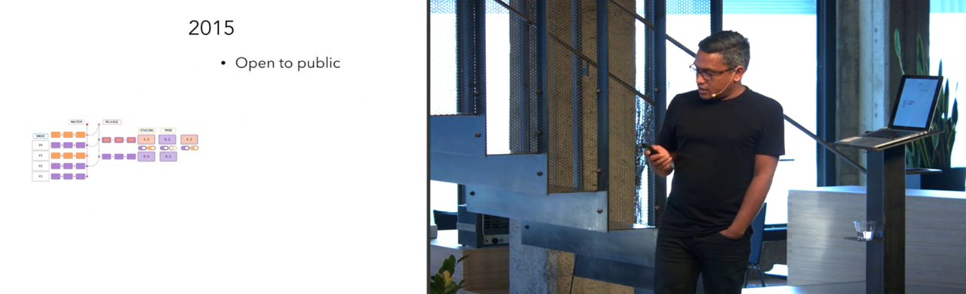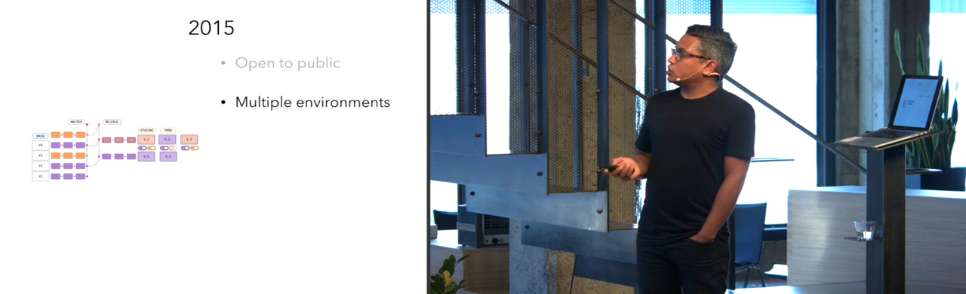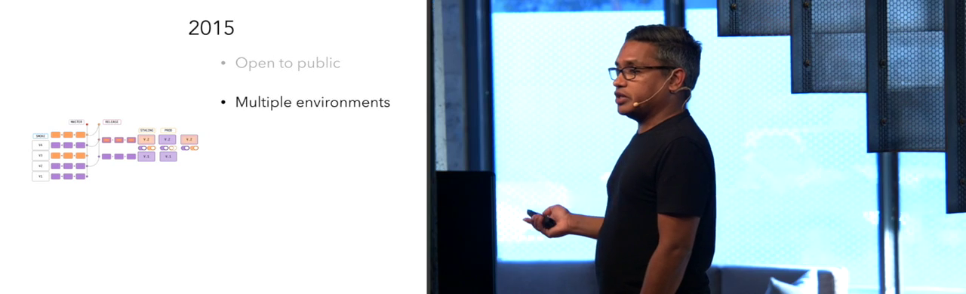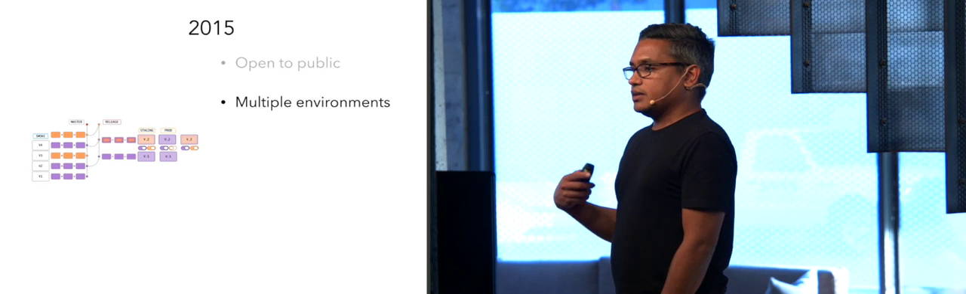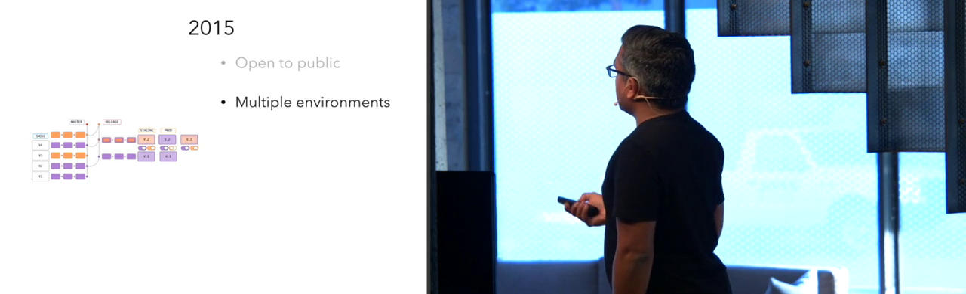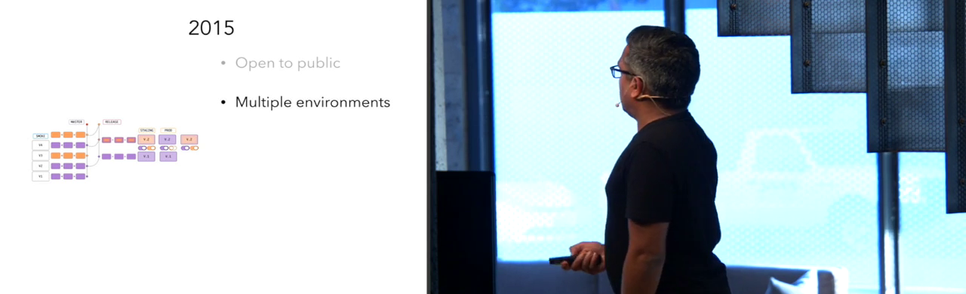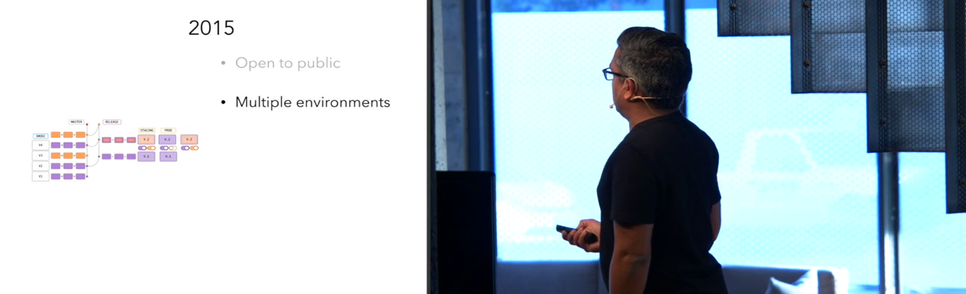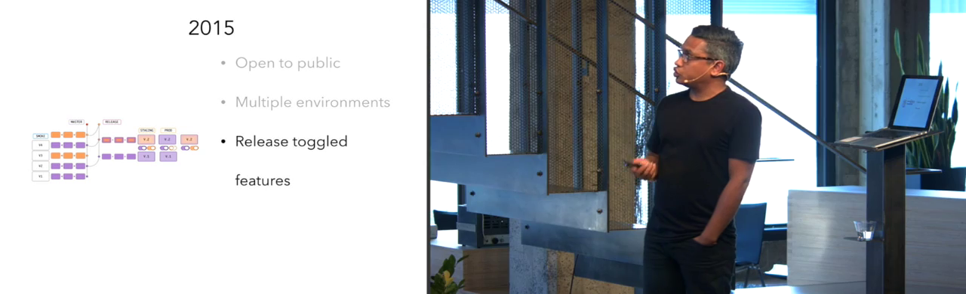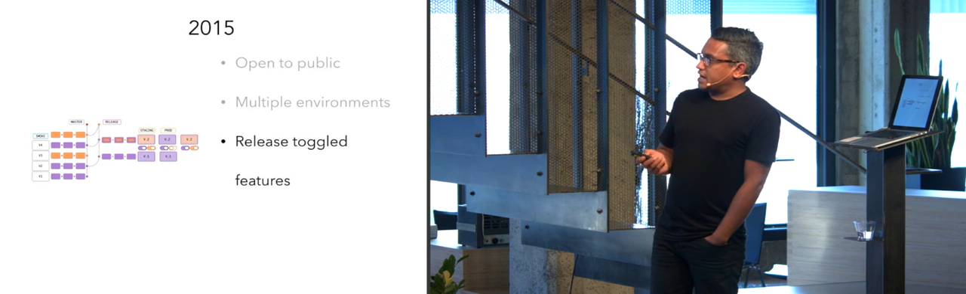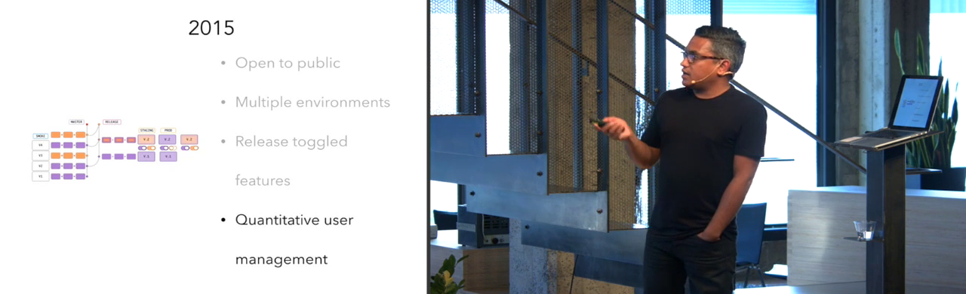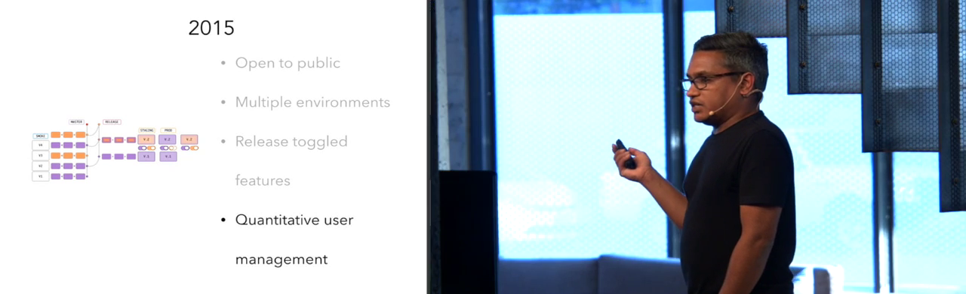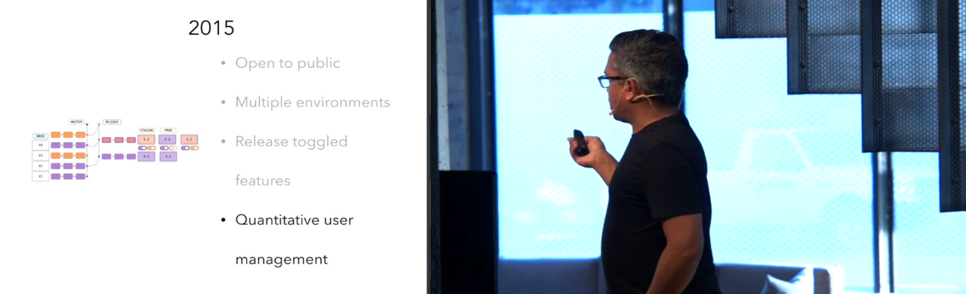So just to recap, we were open to the public. We had multiple environments, with our earlier environments, which had the Snap team themselves as the users, acting as gateways to our later production environments, so that we did not accidentally end up deploying bad code to prod. We had release toggled features. And at this point in time, we were doing effectively what I call quantitative user management.